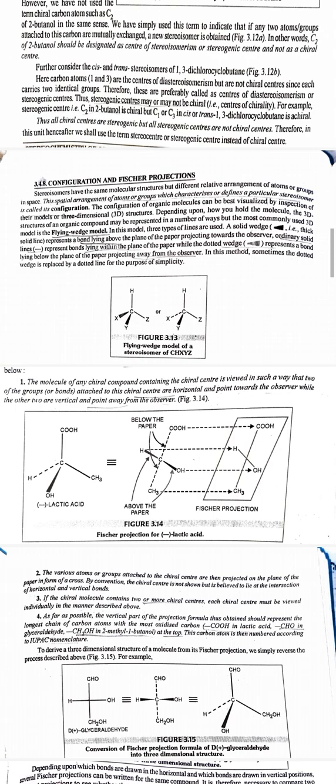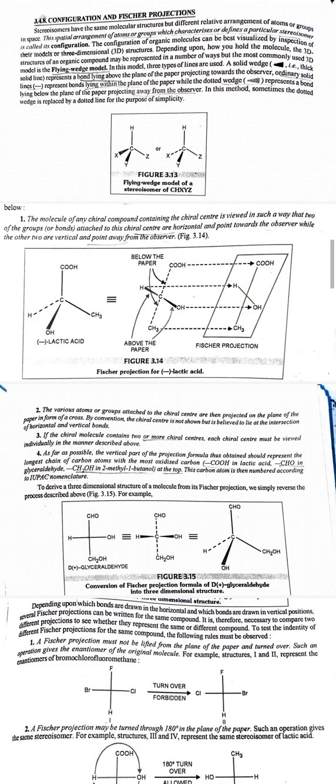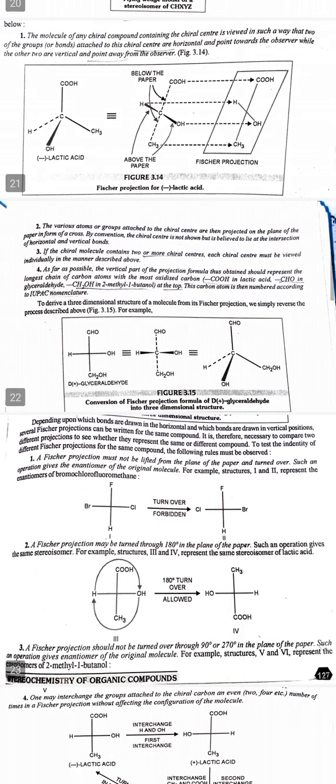The molecule of any chiral compound containing the chiral center is viewed in such a way that two of the groups attached to the chiral center are horizontal and point toward the observer, while the other two are vertical and point away from the observer. The various atoms or groups attached to the chiral center are then projected on the plane of paper in the form of a cross. If the chiral molecule contains two or more chiral centers, each chiral center must be viewed individually in the manner described above.